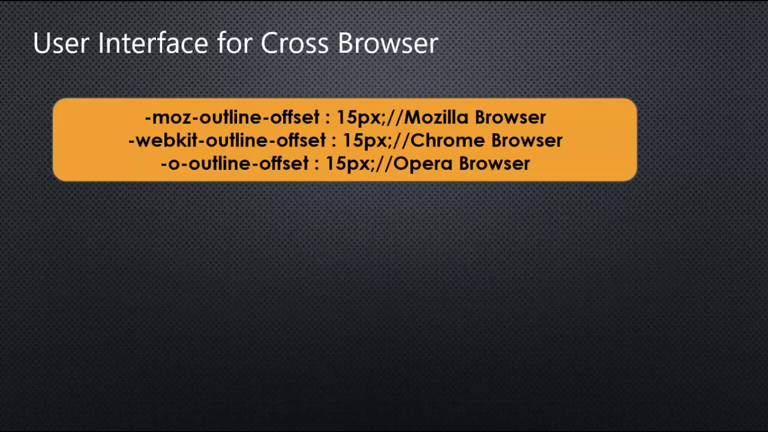User interface for cross-browser. If we are using the Mozilla browser, then we need to use -moz- before applying the outline offset property. If you are using Chrome, Safari, Android browser or any iPhone browser, then we need to use -webkit- before applying the outline offset property. If you are using the Opera browser, you need to use -o- before the outline offset property.